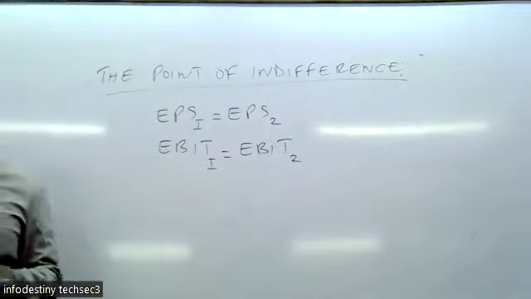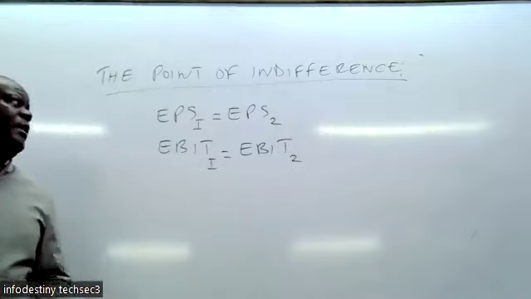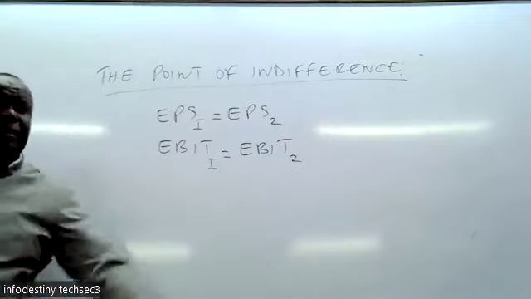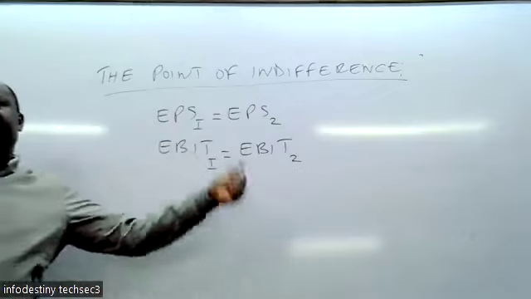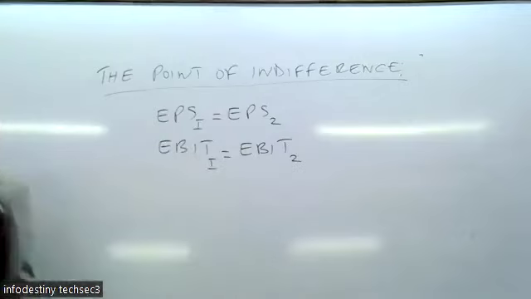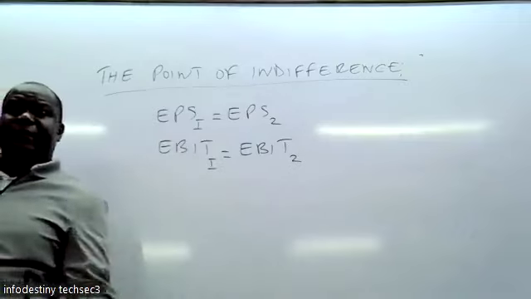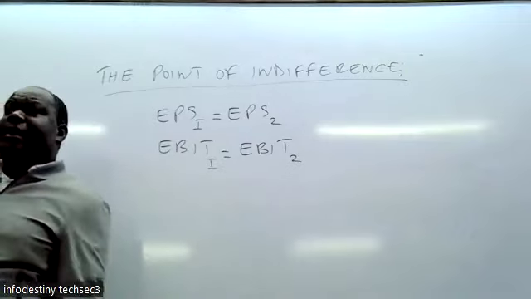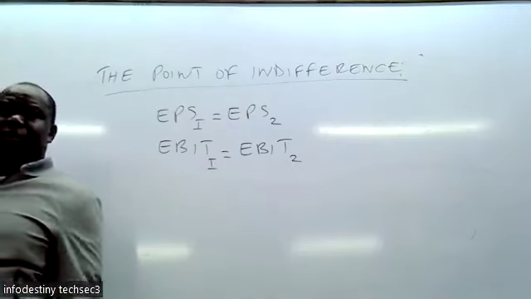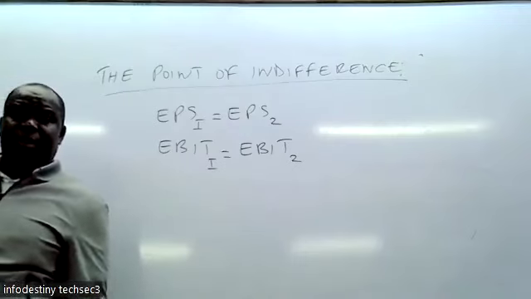At the point of indifference, earnings per share for the 2 options will be the same. Also, earnings before interest and tax for the 2 options will be the same. So when that is the case, the investor is unable to pick a given financing option. So we want to know how to establish that point.